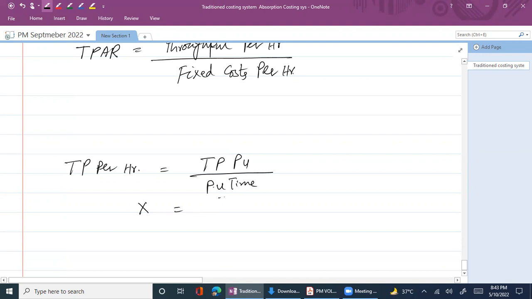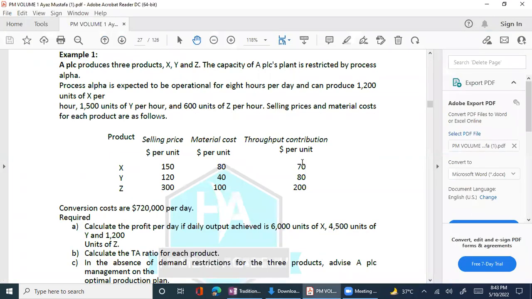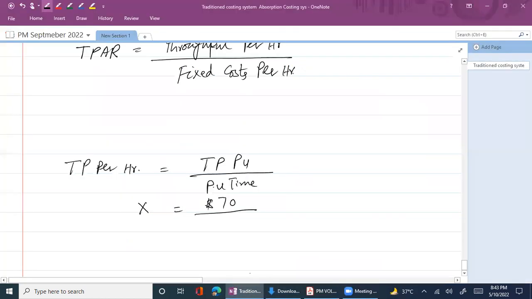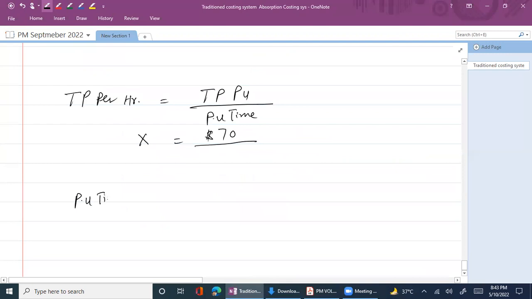If we look at the product X, the throughput is $70 given in the question. Yes, 70 is the throughput per unit for X. And how much time is required for 1 unit of X? If we look at the data, 1200 units of X per hour. So can you find the per unit time? For per unit time, we are not given the direct data, but the question says 1200 units per hour. It means in 1 hour, we are producing 1200 units. So we will get the per unit time calculation.